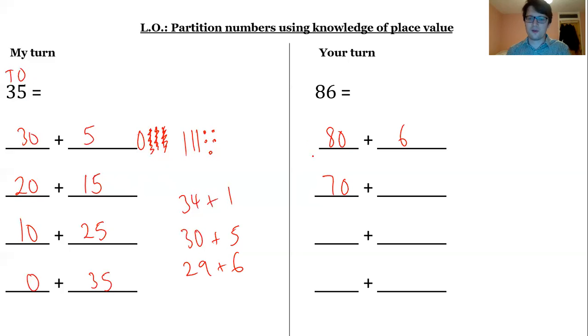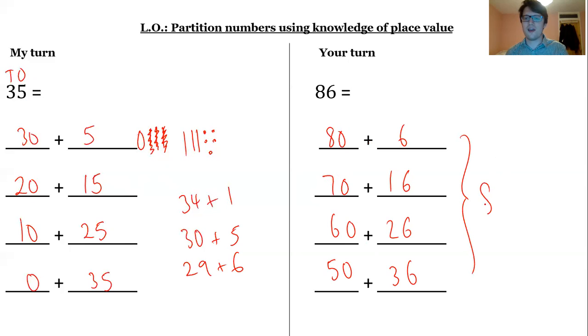Okay, so hopefully, again, following that pattern, if we've got 10 more on this side, it'll be 16, 10 less now on this side, so 1 fewer tens, 10 more on this side. Same thing here, 10 less, so 10 more. And these numbers all add up, crucially, to 86. So we've partitioned 86 in lots of different ways. So go back now to your independent task and have a really good go at those questions.